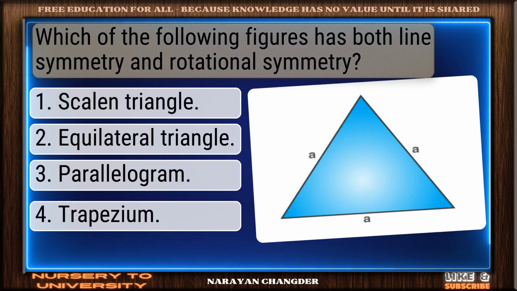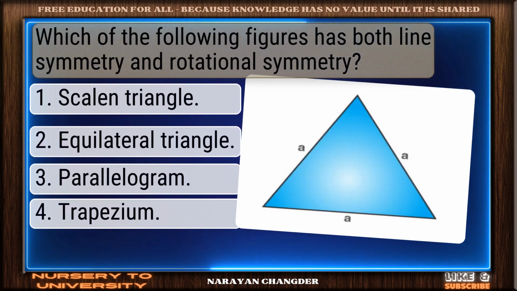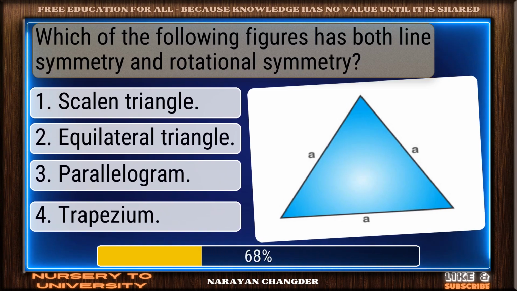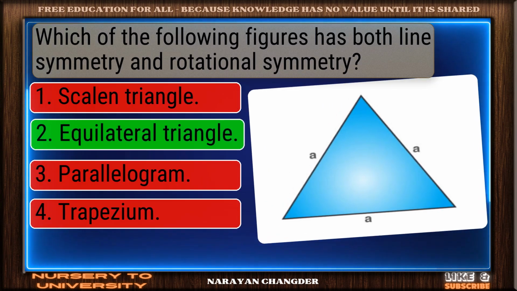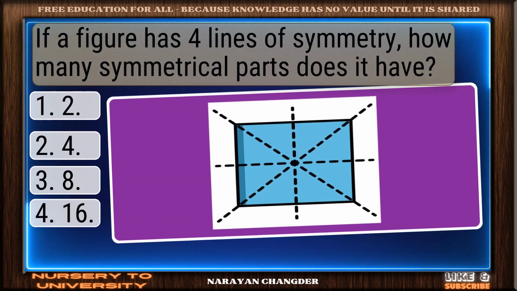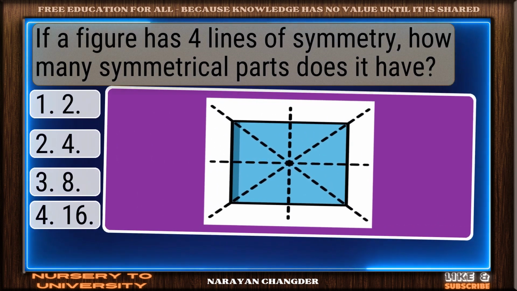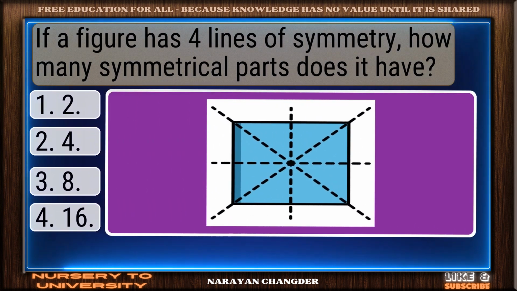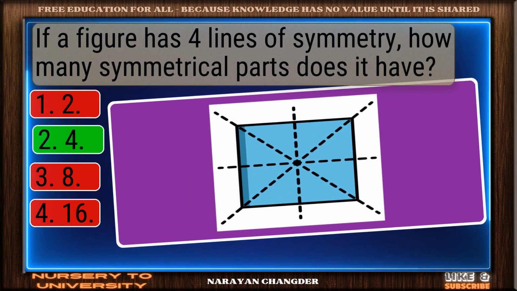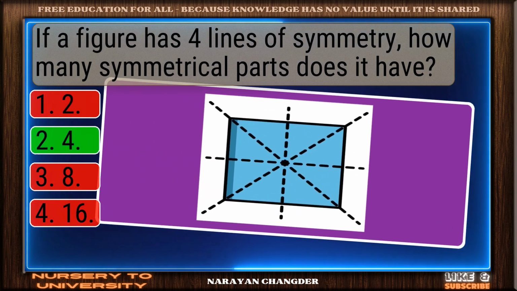Which of the following figures has both line symmetry and rotational symmetry? Sharp thinking. Equilateral triangle is the right choice. If a figure has 4 lines of symmetry, how many symmetrical parts does it have? Strong choice. 4 is the right answer.